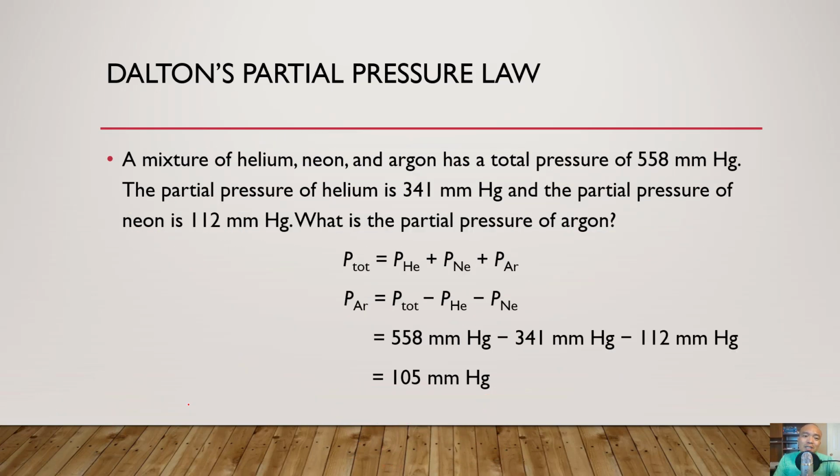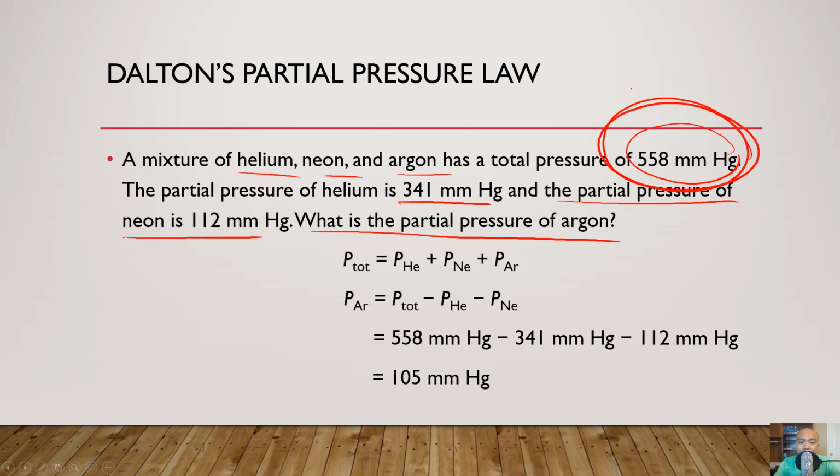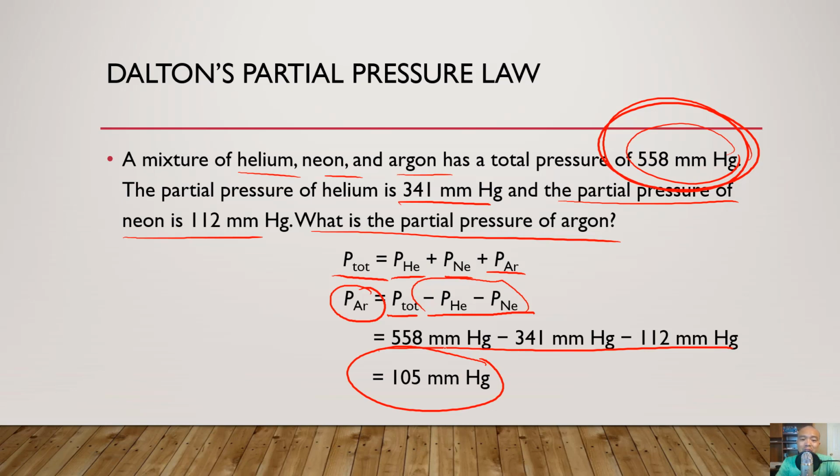Let's look at one example. A mixture of helium, neon, and argon has a total pressure of 558 millimeters of mercury. The partial pressure of helium is given, and the partial pressure of neon is also given. So we ask, what is the partial pressure of the argon? Remember, the total pressure comes from the contribution from all components individually. So P total is all components added together. So for this reason, the argon contribution is total minus those contributions from helium and the neon. And we put the numbers in so we can find out the contribution from argon, which is 105 millimeters of mercury.